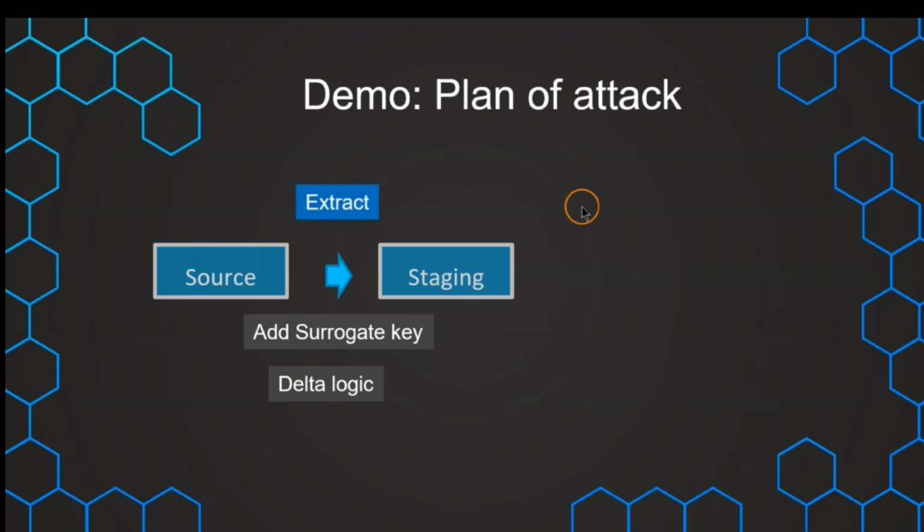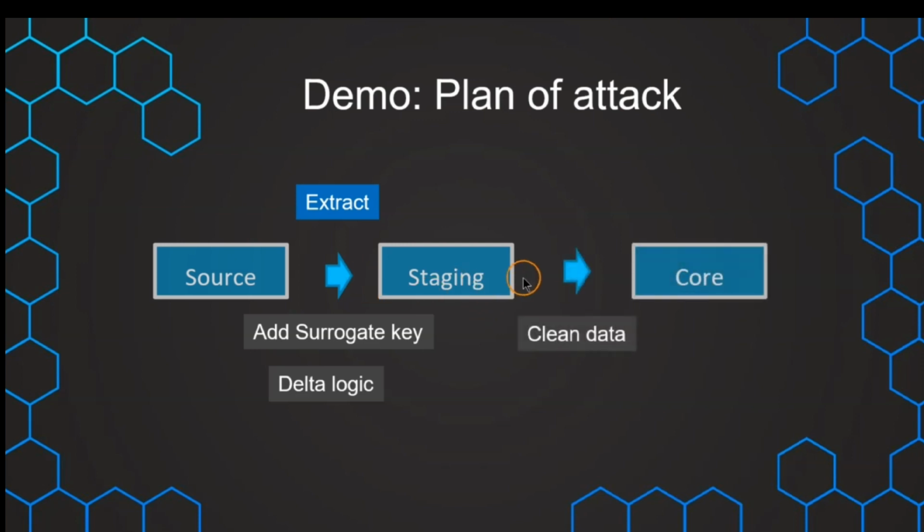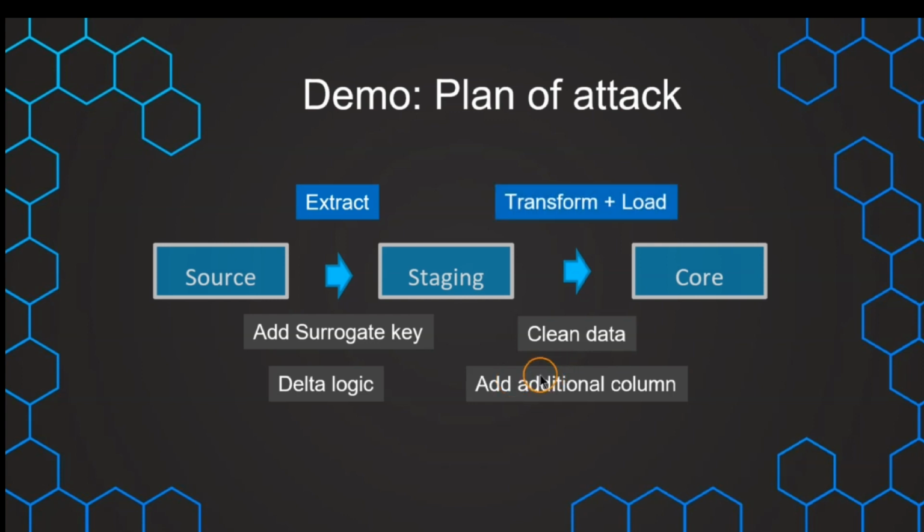And then after we have set up this extract part, we want to also load the data with some transformations into the core. The transformations will be some cleaning, and we want to add an additional column. We will quickly see what kind of column we want to set up. And this will be, of course, the transform and load part. So therefore, this will be the overview.